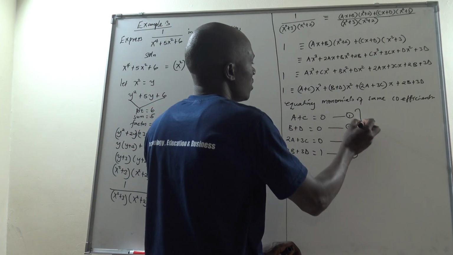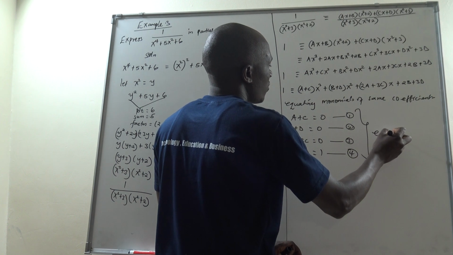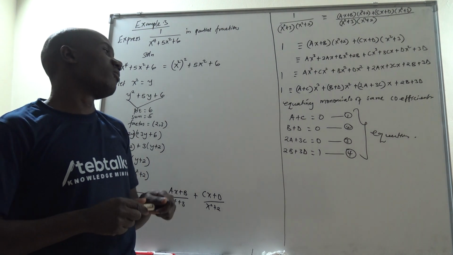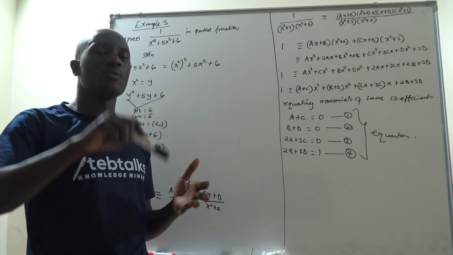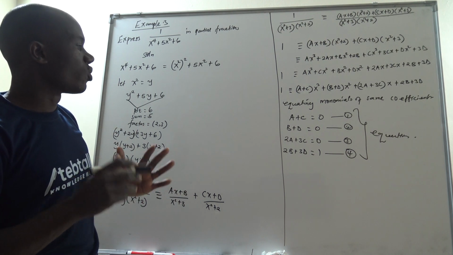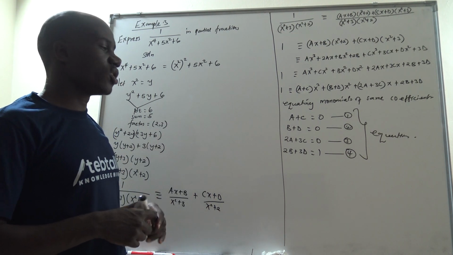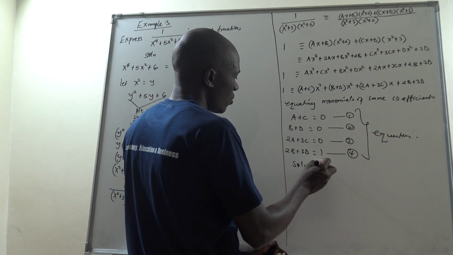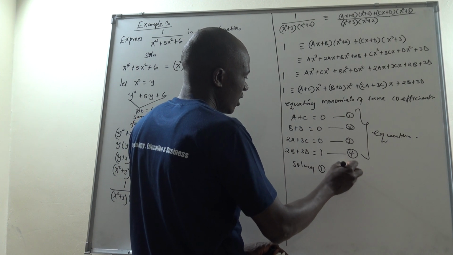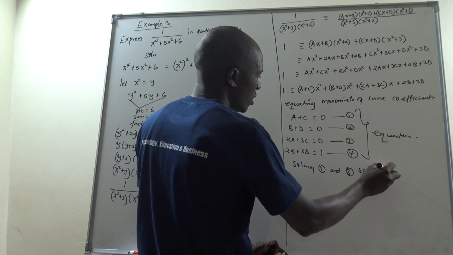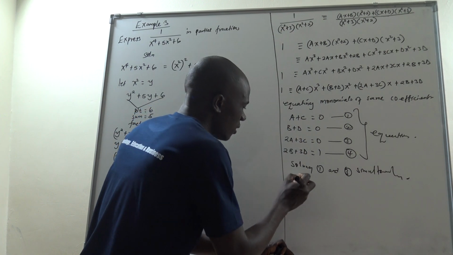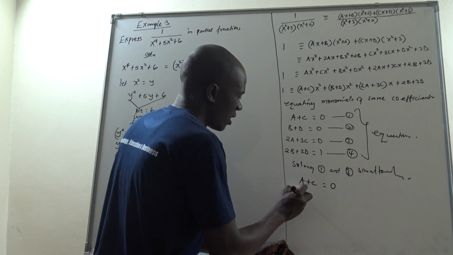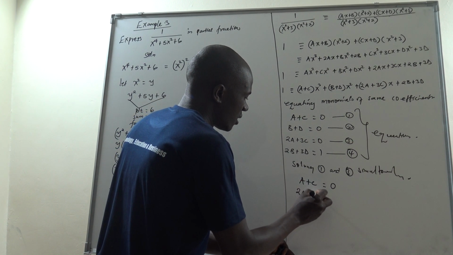So all of these are the equations which we have come out with. And we need to find out those unknowns: the value of a, the value of b, the value of c and the value of d. So for this case, we are going to be solving equations which are similar. Solving 1 and 3 simultaneously, we are choosing the equations which are the same. So one equation has a plus c equals 0, and another one is 2a plus 3c equals 0.